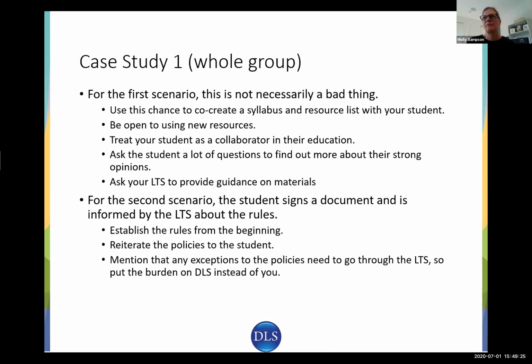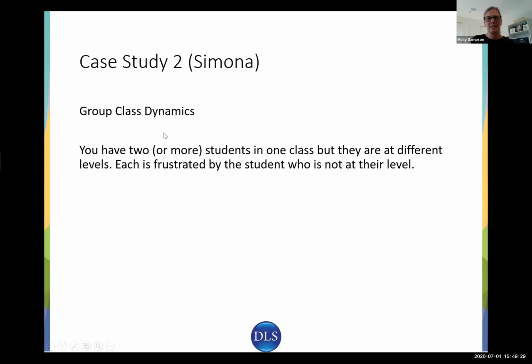So anyway, okay. So we did case study 1. Okay, case study 2. I think Simona's group was supposed to talk about this. I don't know if Simona or one of her group members wants to jump in and summarize what you talked about. Sure, I took notes so I can share with everybody.